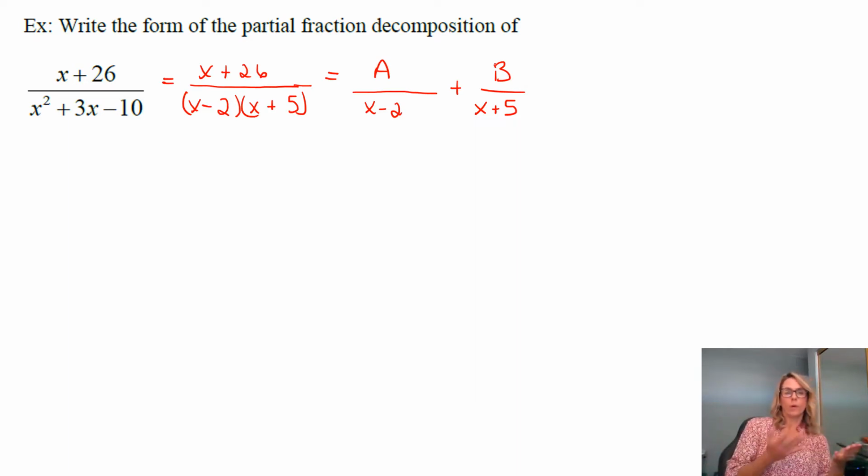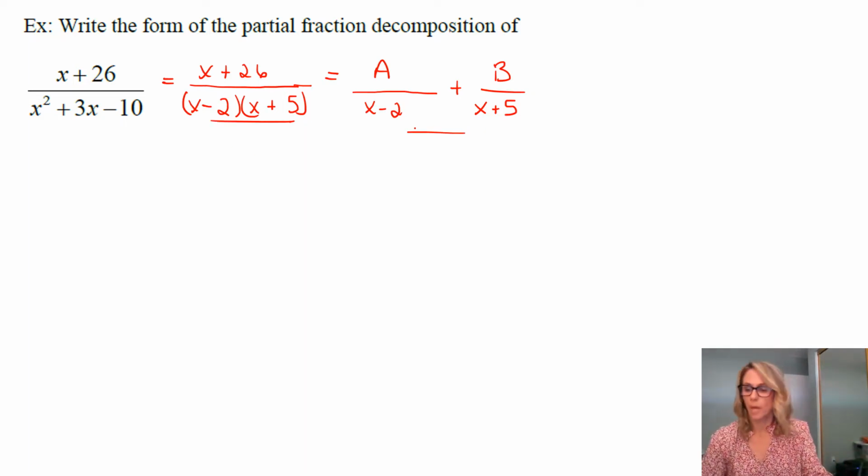So the goal of what we're going to be doing today is to be finding out what is A and what is B. What are the two numbers that need to be in the numerators so that that left-hand side equals the right-hand side. And so that's what we're going to be doing today. And we'll start off with just a slightly different example.